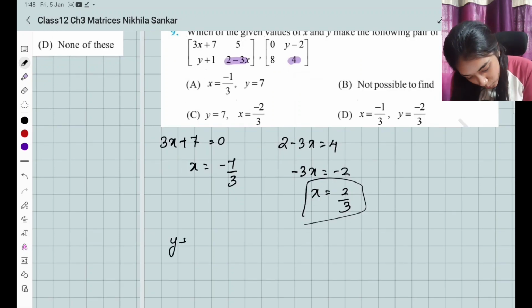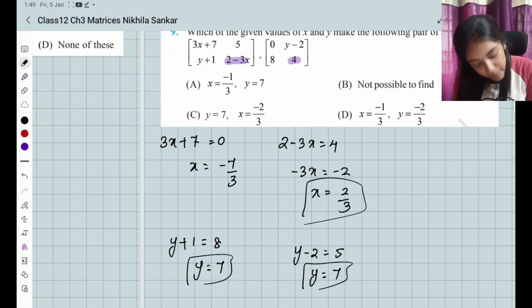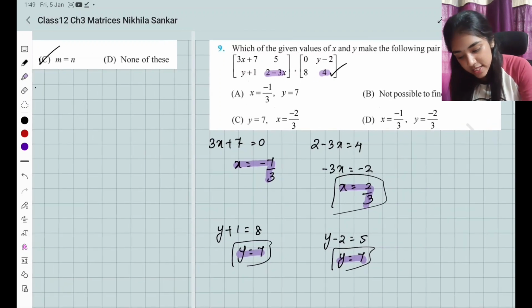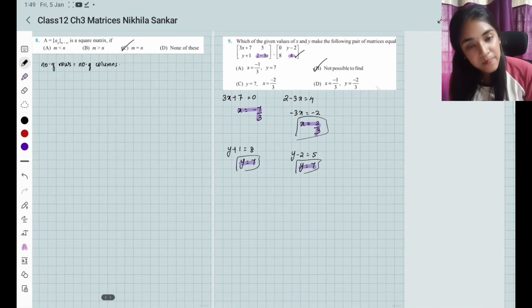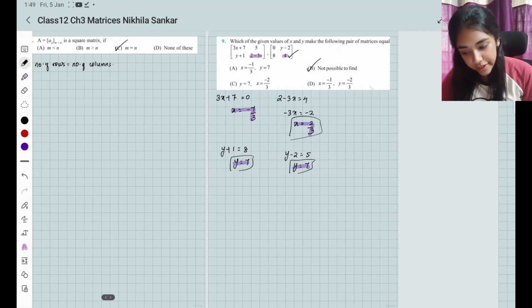Similarly, y value. I have y plus 1 equals 8, which means y equals 7. And I have y minus 2 equals 5, which means y equals 7. Ipo indha edathila y ki rendu me same value vandirchu. So, no matter what the value of y is, I see that the value of x is minus 7 by 3 and value of x is 2 by 3. Rend value of x irukka mudiyuma? For the matrices to be equal, you cannot have two different values of x. So, the correct answer is going to be not possible to find. Options eduvume, answers eduvume option liyum illa. Correct? So, this is going to be not possible to find. Okay? Please copy.